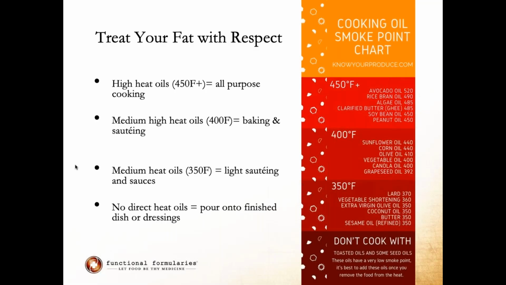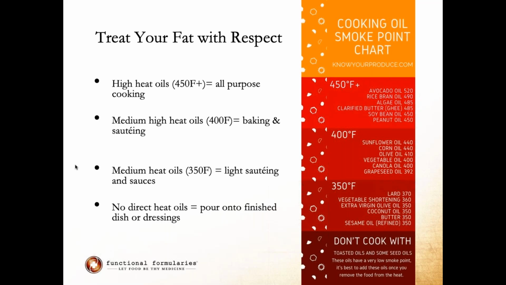Let's talk just briefly about smoke points. I know many years ago when I was in school, we didn't really focus on this a whole lot, and I've learned a lot over the years about smoke points and which type of fats I should be cooking with and which ones are more appropriate for salad dressings or more cold situations.